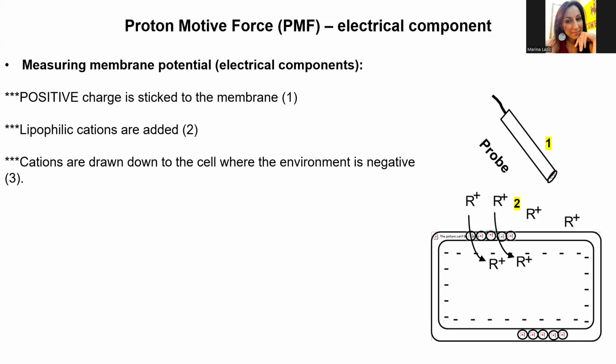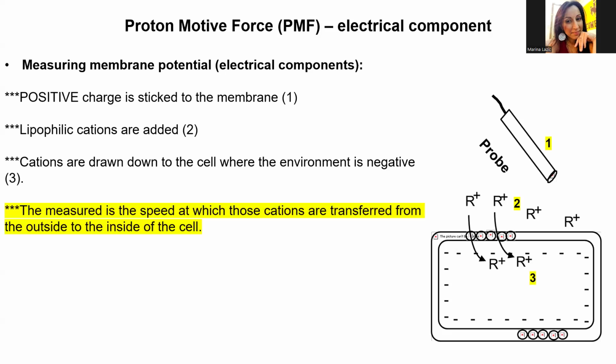Because they will be positive, they will be drawn from the outside to the inside, where the environment is negative. So that's why they are positive lipophiles. They will just go down through the membrane because the membrane is hydrophobic. And what you are measuring with this probe is the speed at which these cations are transferring from the outside to the inside of the membrane.